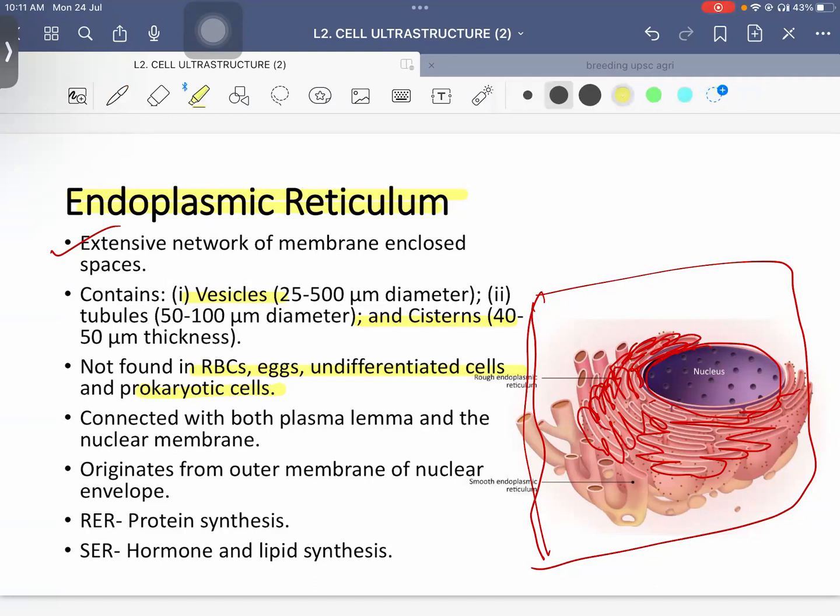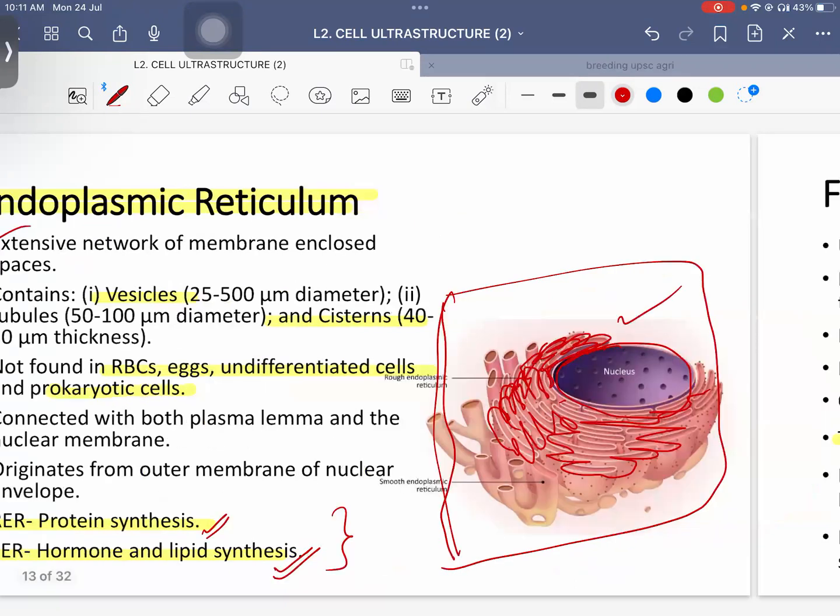But more than all these things, you should remember this. Rough endoplasmic reticulum is the one which helps in protein synthesis. This you should never forget. And smooth endoplasmic reticulum is involved in hormone and lipid synthesis. These two you should remember. Rough endoplasmic reticulum works on protein synthesis, and smooth endoplasmic reticulum on hormone and lipid synthesis. And make this diagram.